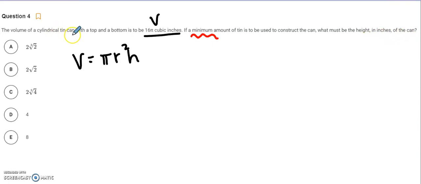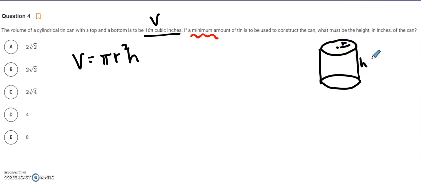Well, a cylindrical can with a top and a bottom. So cylindrical can, okay, and our top then is going to have a radius of r, and our height is here. Our volume, pi r squared h, is supposed to be equal to 16 pi. So this is going to be my helper equation because I'm trying to minimize the surface area.